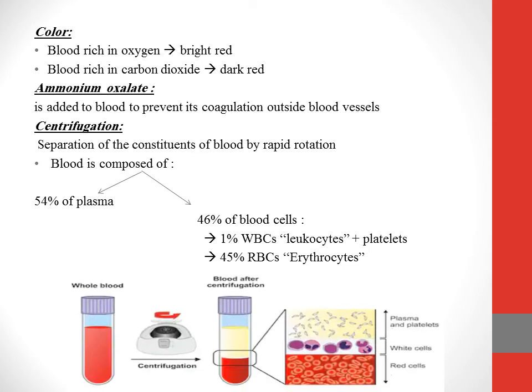In this document, you can see how centrifugation is performed. First, the blood is extracted. Then, rapid rotation is done, known as centrifugation. After that, the blood shows two phases: the light phase, which corresponds to the plasma, and the heavy phase, which corresponds to the blood cells.